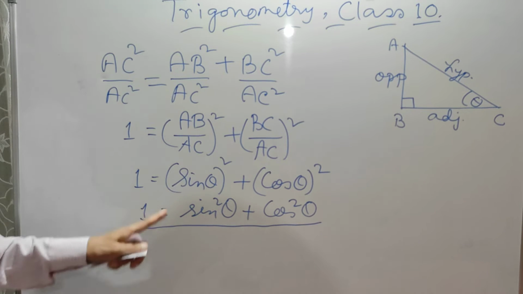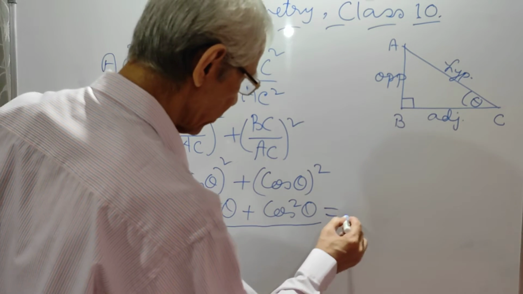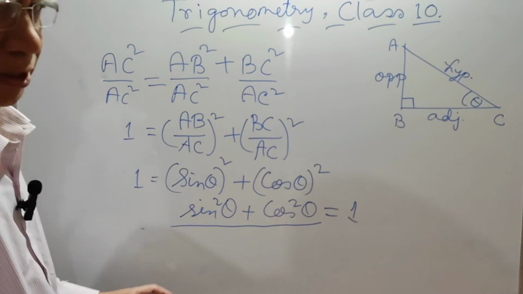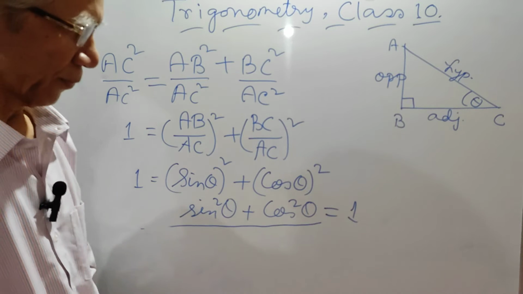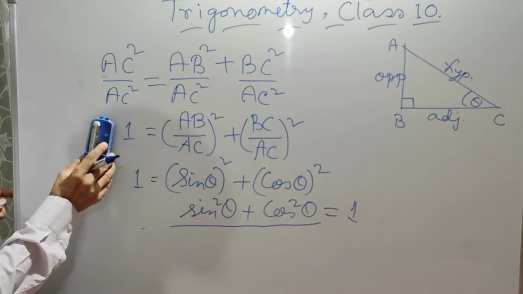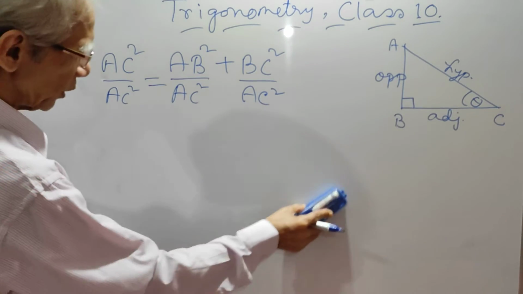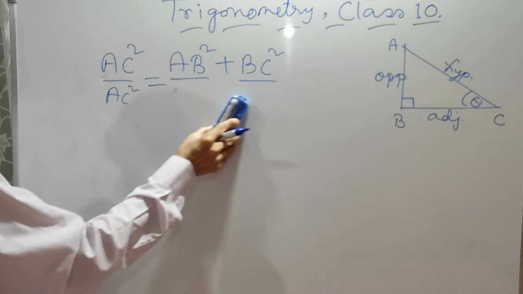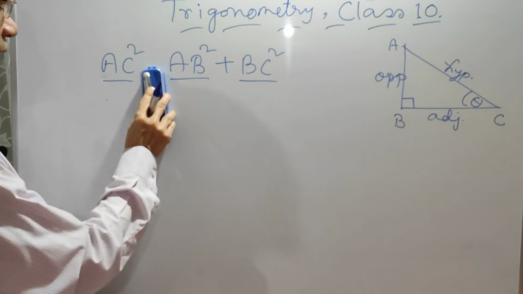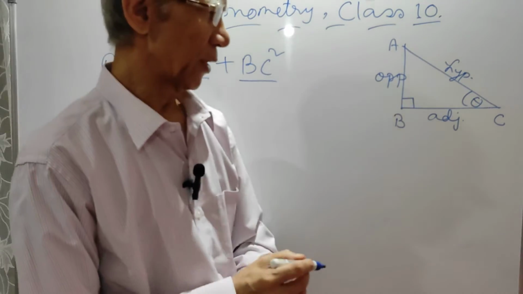Already I showed the formula. So sine square theta plus cos square theta equal to 1. You can write 1 this side if you want, right? So we remember the formula in this form, sine square theta plus cos square theta equal to 1. Okay. Now this was the first one. Now let us see the second one, how to derive. To get this first formula, we divided each term by AC square. First we wrote the Pythagoras theorem, this relation, and then we divided each term by AC square. All right.